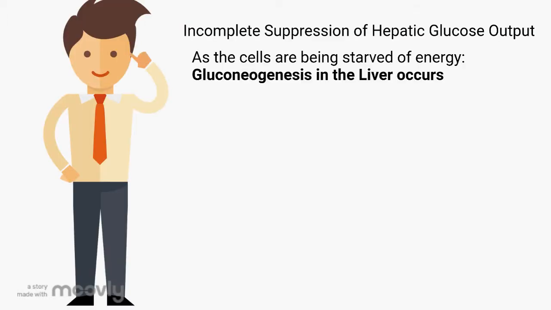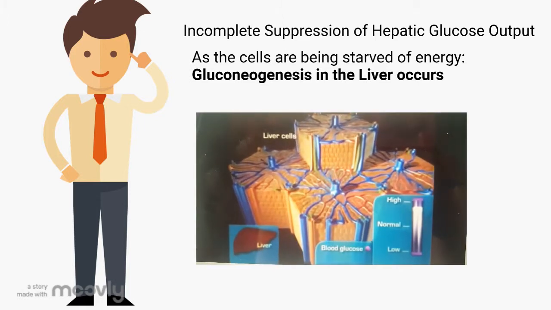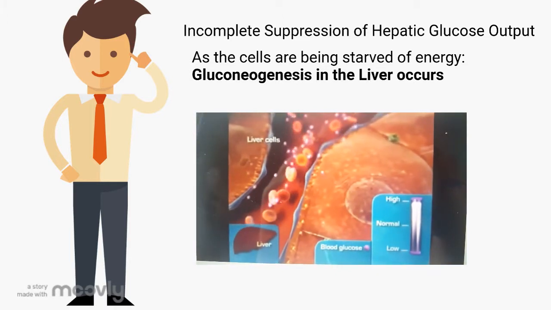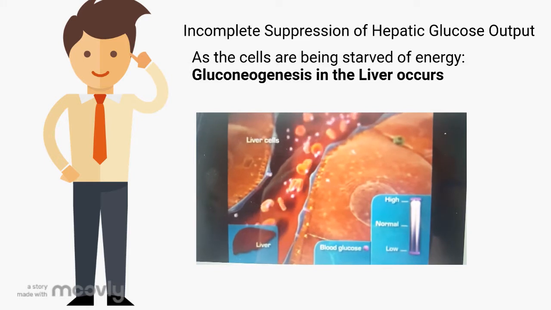A further result of insulin resistance is incomplete suppression of hepatic glucose output. Due to the low levels of glucose and therefore energy within cells, the body secretes glucagon in an attempt to resolve these imbalances. Glucagon is able to bind directly on a hepatocyte receptor, which ultimately results in gluconeogenesis, the production of glucose from other sources. This glucose is then released into the bloodstream, causing an increase in blood glucose concentration.